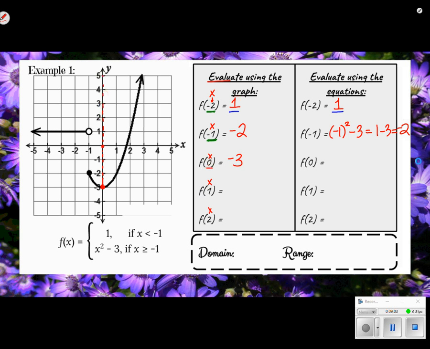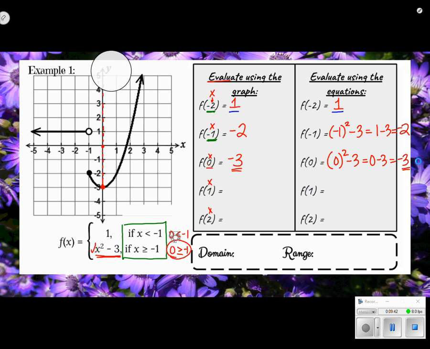All right, again, I want to look in here and check to see where I should be plugging this in. But notice that I'm on that quadratic, so I'm probably going to be using this piece. So let's see. Is 0 less than negative 1, or is 0 greater than or equal to negative 1? 0 is greater than or equal to negative 1, so I should use the quadratic there. So I'm going to plug in 0. 0 squared minus 3 is 0 minus 3, which is negative 3, which is what I originally got from the graph. Hey, we're doing good. The equation and the graph should match. Let's look at another one.